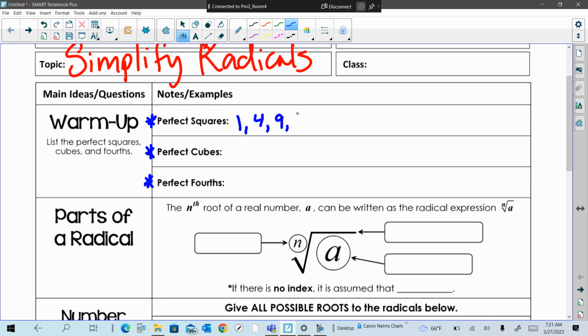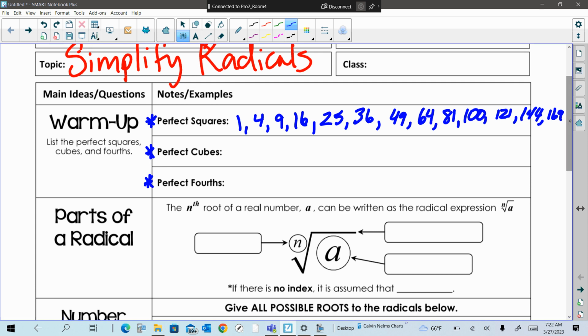16, 25, 36, 49, 64, 81, 100, 121, 144, 169, and so on. It keeps going.